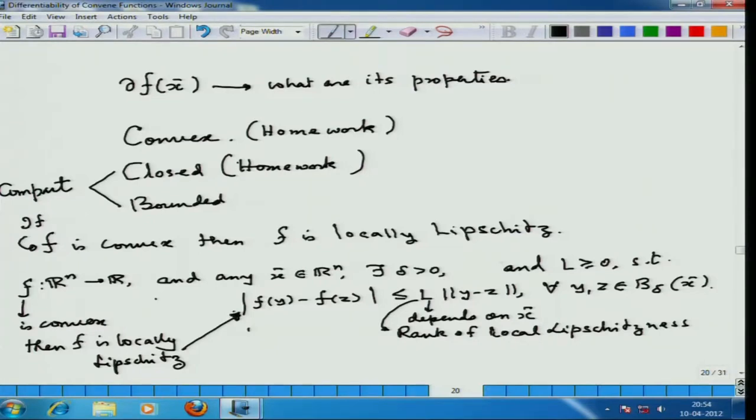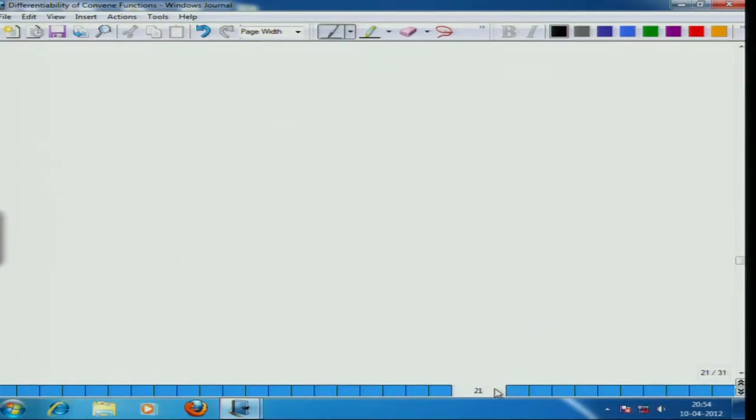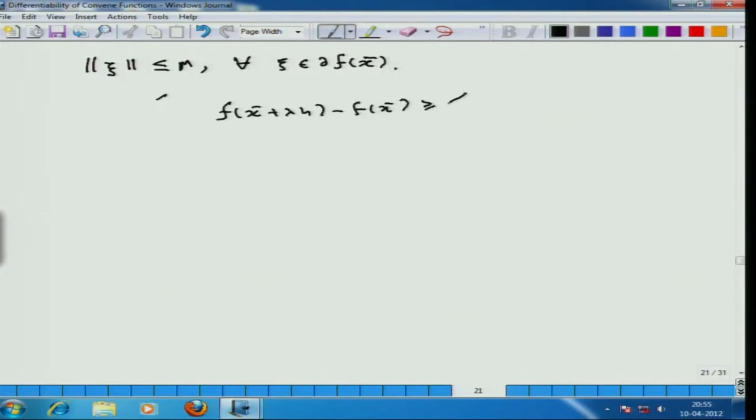Now, this property would be used to show that a subdifferential is a bounded set. What do you mean by bounded? I have to prove that the norm of xi is less than a fixed number, say M, for all xi in ∂f(x bar). Now, how do I do this? Observe this fact: f(x bar + lambda h) minus f(x bar) is greater than or equal to xi times lambda h, for any xi belonging to this.